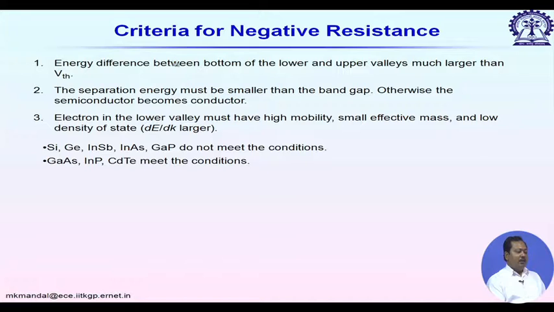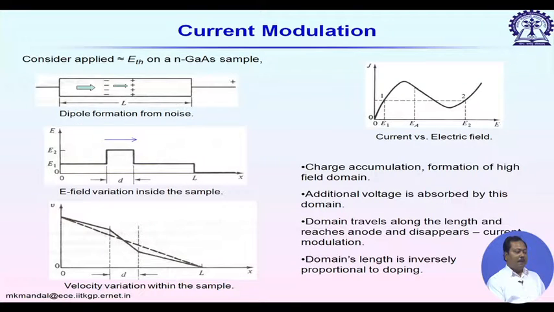So, looking at this criteria, silicon, germanium, indium antimonide, indium arsenide, gallium phosphide do not meet the conditions, but gallium arsenide, indium phosphide, cadmium telluride, they meet the condition. So, we can use these materials to fabricate any Gunn diode or negative resistance device due to transfer electron effect.